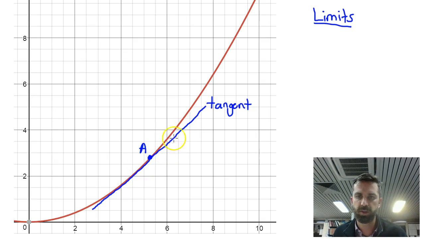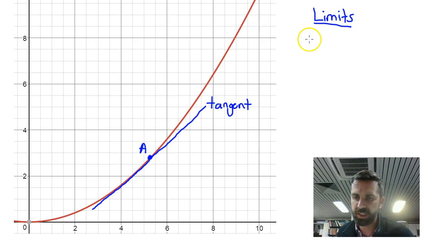Now that's all well and good if you can draw the tangent, or if you've got it drawn for you, like the questions in the book. But what if we don't have the tangent drawn for us? How on earth are we going to work out the gradient? Well, we're going to get to that in the next video, but before we do, you need to learn something about what we call limits.